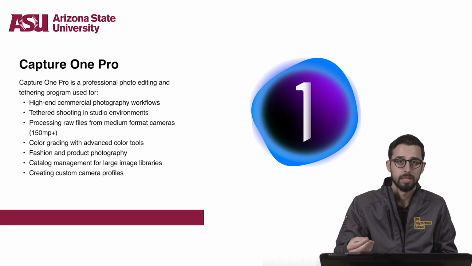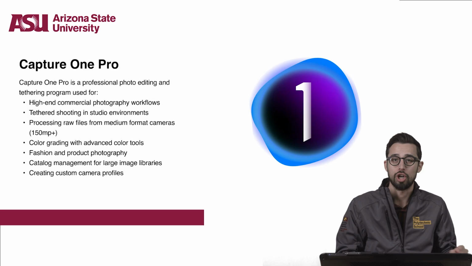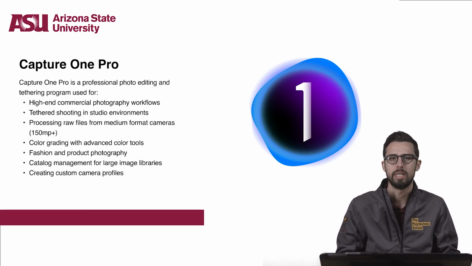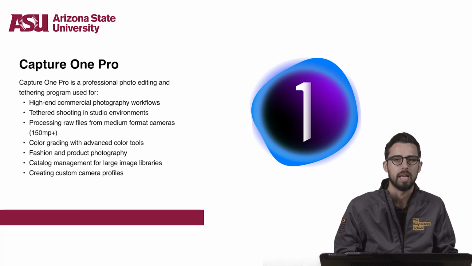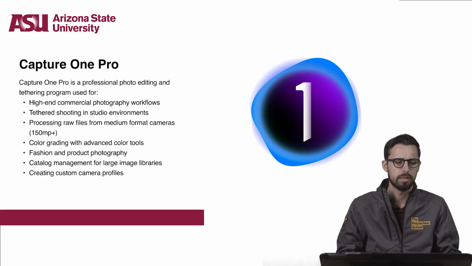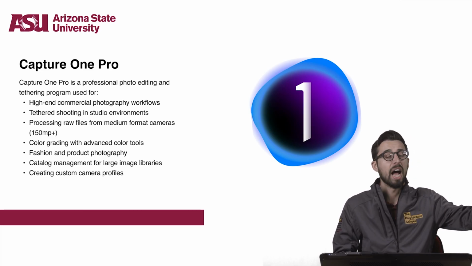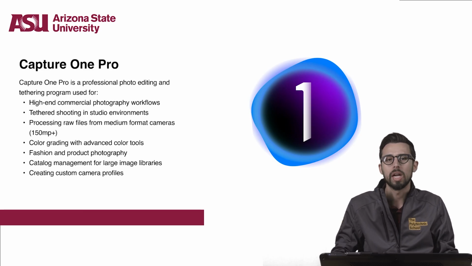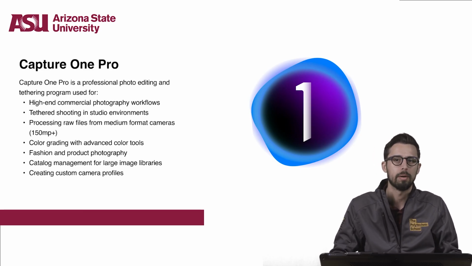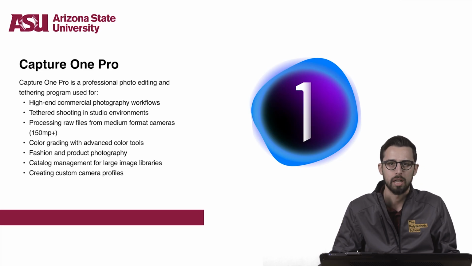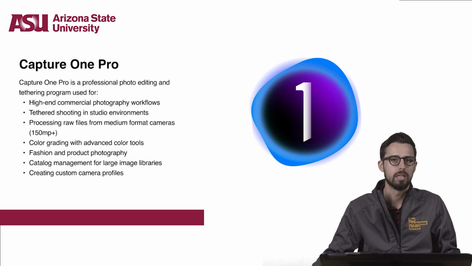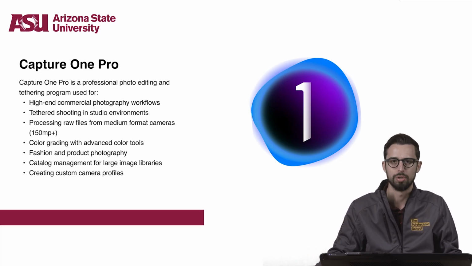The raw processing engine is sharper and much more precise than Adobe's, and it can handle massive files from medium format cameras, things upwards of 100 to 150 megapixels and even higher than that. If you're working in a professional studio environment or need pixel perfect color accuracy, Capture One is the tool that most professionals are going to reach for.